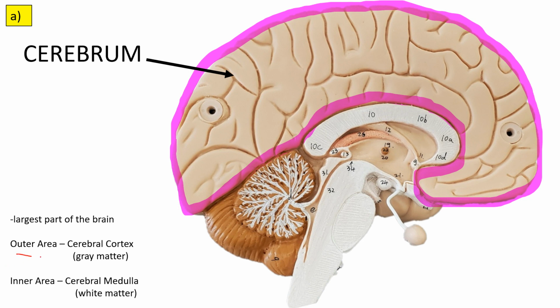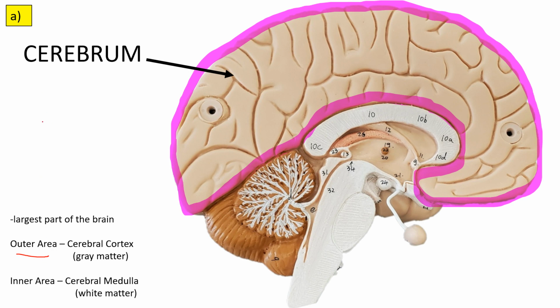Now, what you're seeing is the outer area. This is called the cerebral cortex. It's made up of gray matter. And if you remember, gray matter is the dendrites and the cell body of the neuron. So that's what the outside of the brain is. It's the cell bodies and the dendrites.